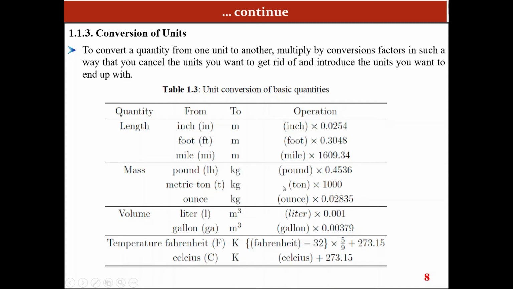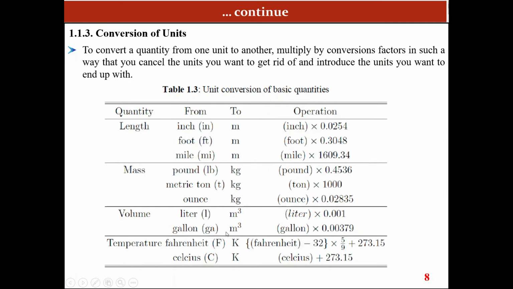Metric ton, multiply this one by 0.02835, and volume in meter cubed, liter multiplied by 0.001, and gallon when converting into meter cubed, multiply by 0.00379. These are the conversion factors.